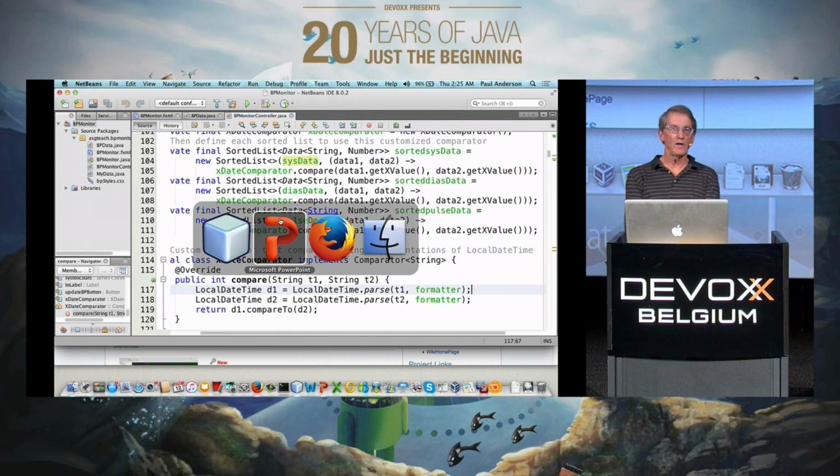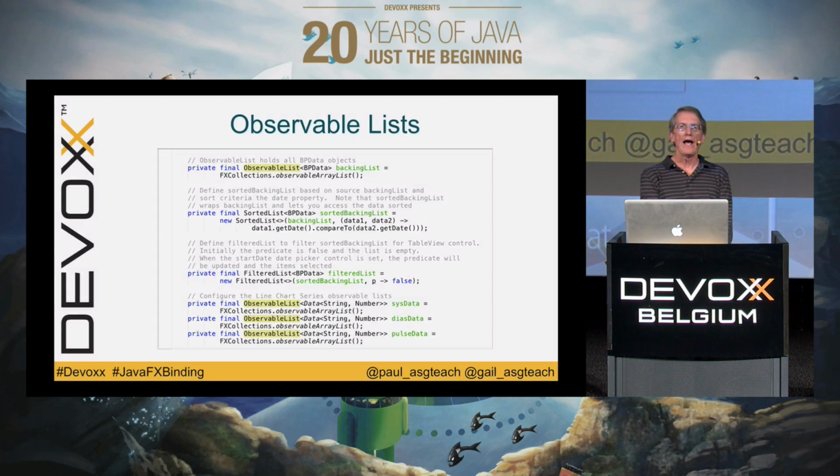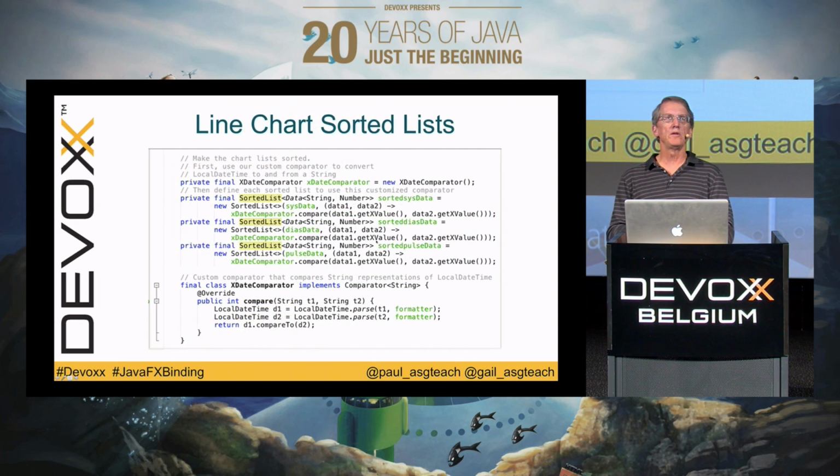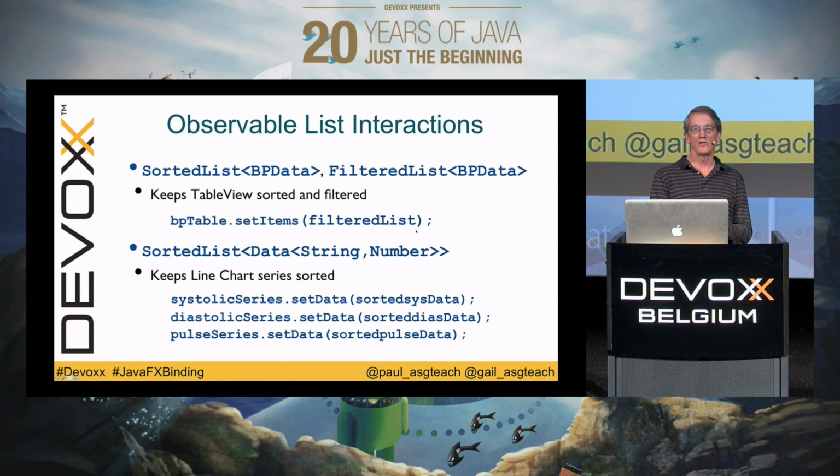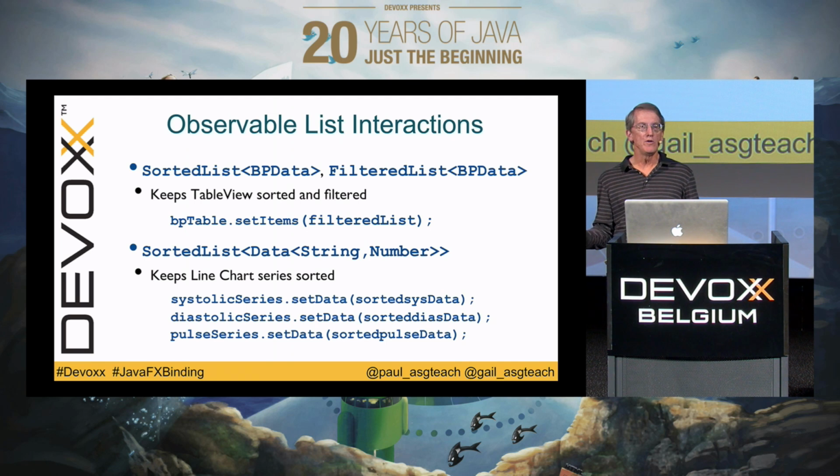Okay, now let's go back to the notes and talk about how you can wire these observable lists to your controls in JavaFX. And these are the interactions that we're showing you here. Now recall that the backing list in our program holds the blood pressure data that can be added, removed, or updated. Now the sorted backing list wraps the backing list and resorts with a date comparator, and then the filtered list wraps the sorted backing list and uses a predicate to determine the date ranges.